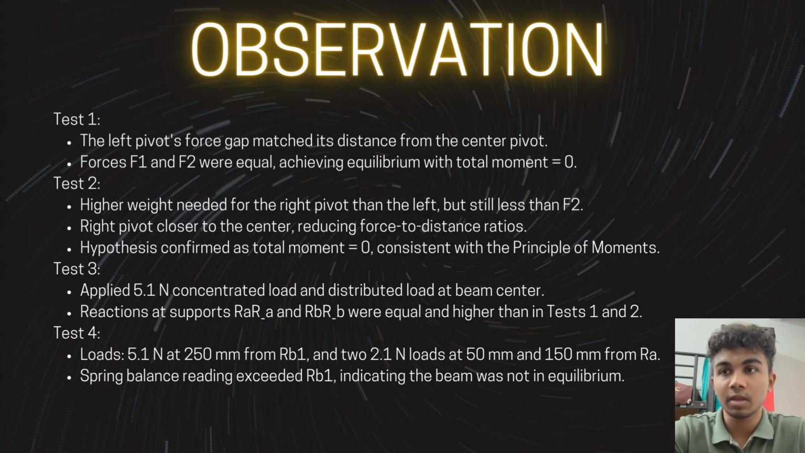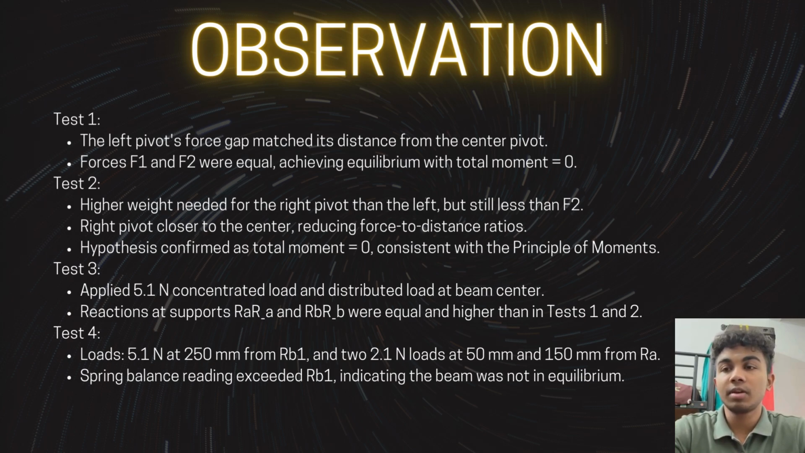In test 3, a 5.1 Newton concentrated load along with a distributed load was applied at the center of the beam. The reactions at supports RA and RB were equal and higher than the values observed in test 1 and test 2. Finally, in test 4, a 5.1 Newton load was positioned 250 mm from RB, while 2.1 Newton loads were placed 50 mm and 150 mm from RA.